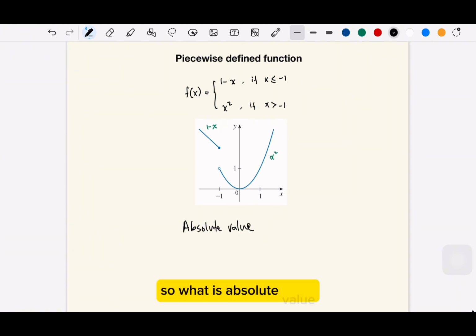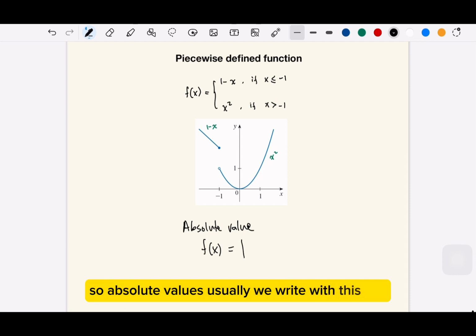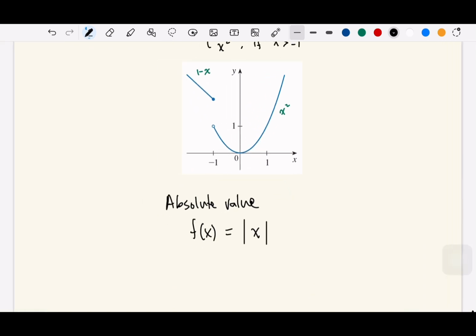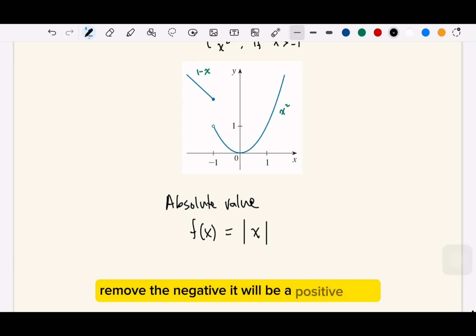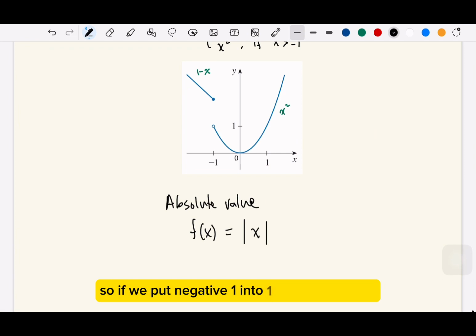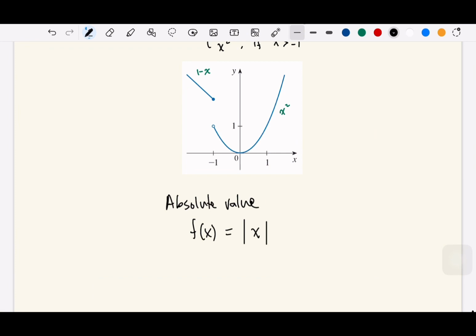So what is absolute value? Absolute values we usually write with this line. What's the meaning of absolute value? Every x that we put here, we will remove the negative part, right? It will be positive. So if we put -1, it will be 1. If we put -2, it will be 2. Then what are the implications?